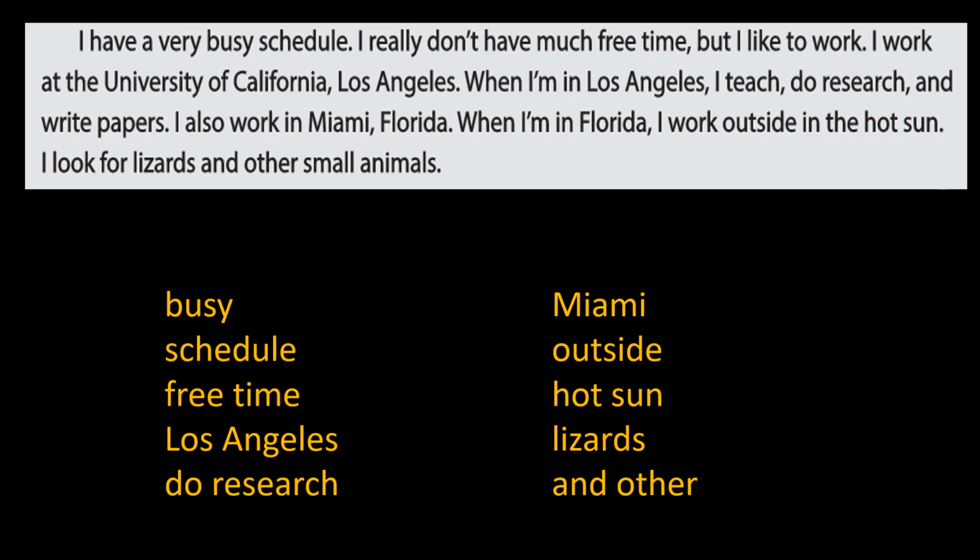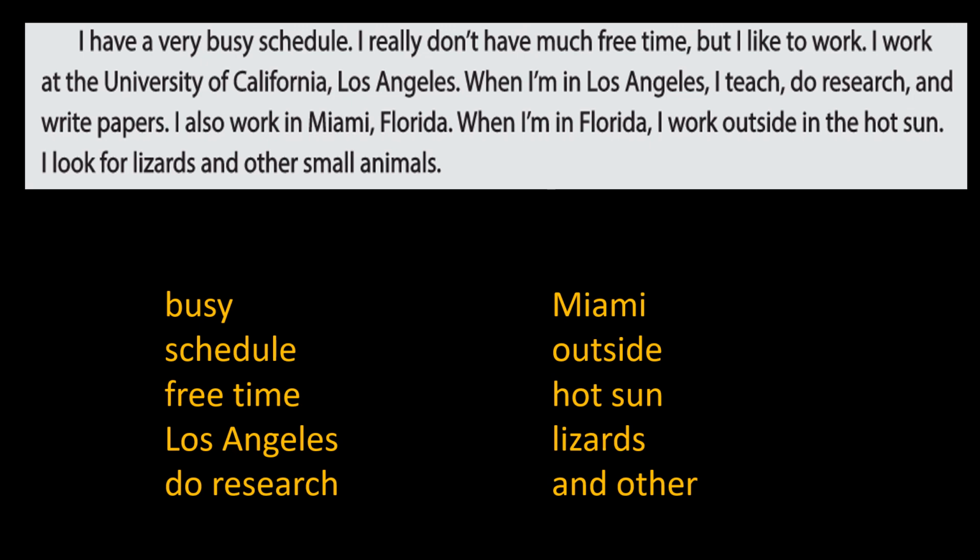In line 4, we have the word lizards. Lizards. It's 2 syllables. The stress is on the first syllable. Notice that we don't hear the letter A. Lizards. And the last thing is from line 4 also. And other small animals. And other. Here the word and the word other connect. They sound like 1 word. And other. Or another. And other small animals.